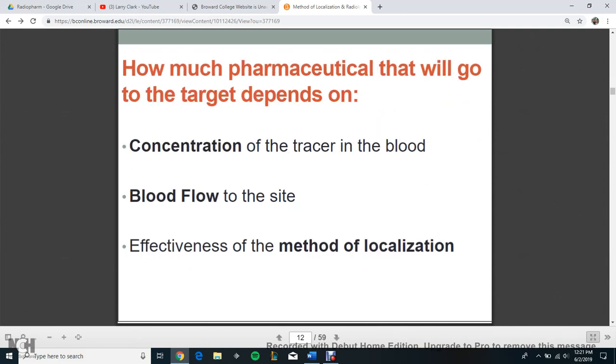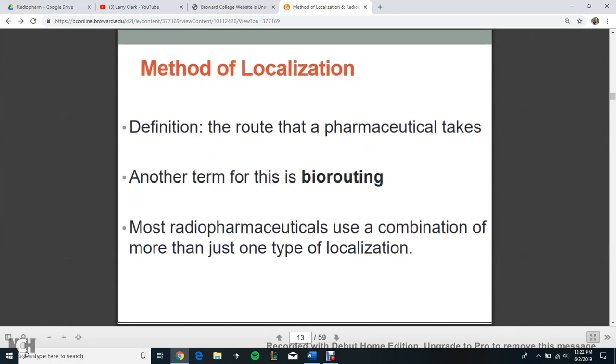How much radiopharmaceutical will go to the target depends on concentration, blood flow, and method of localization: the concentration of the tracer in the blood flow to the site, and the effectiveness of the method of localization. The method of localization is the route that a pharmaceutical takes. Another term is biorouting. Most radiopharmaceuticals use a combination of more than just one type of localization.